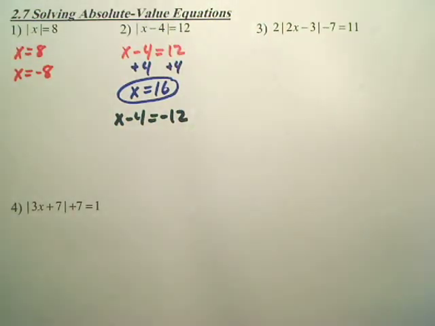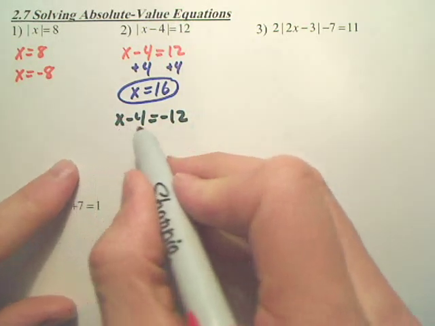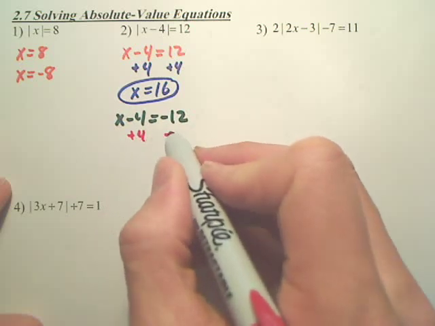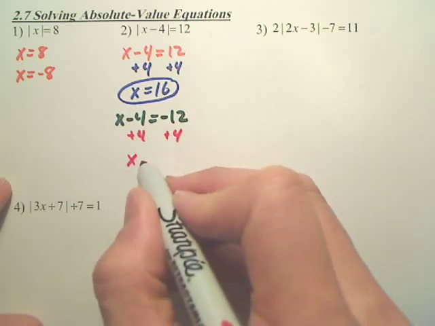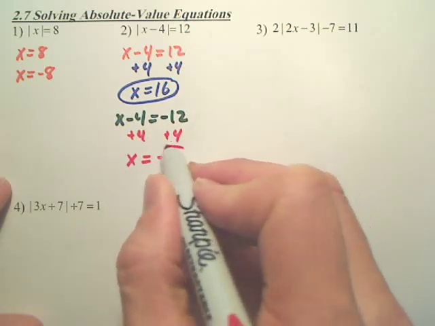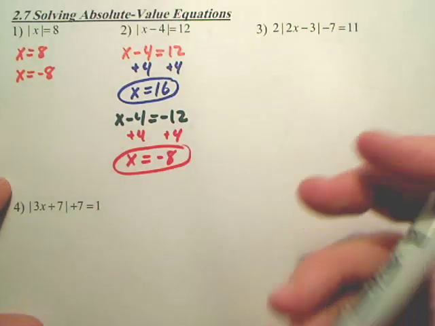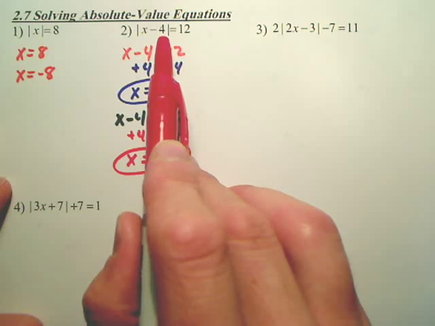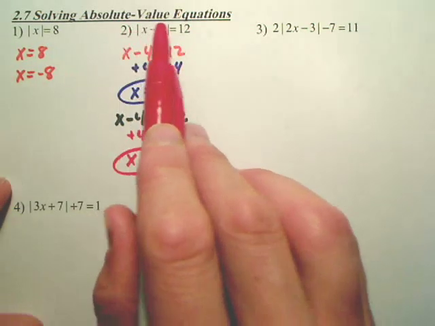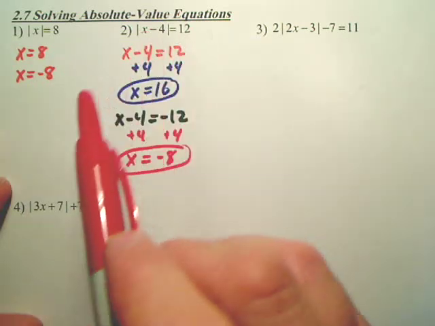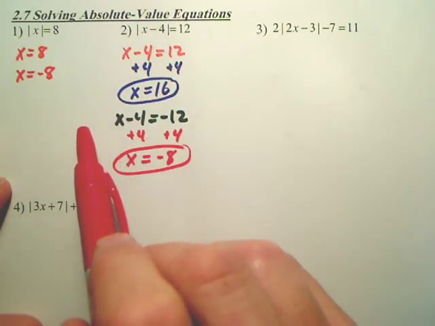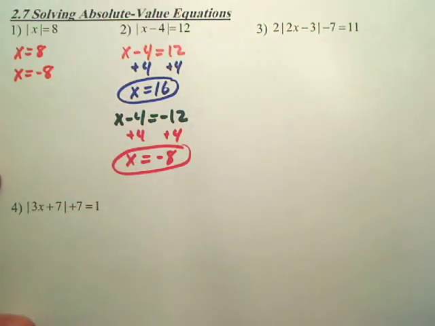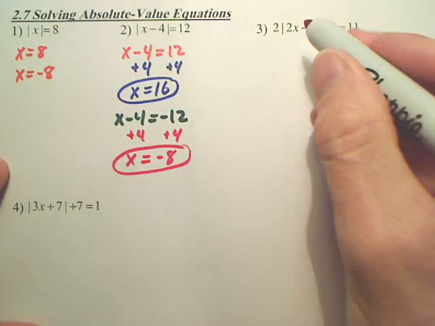Let me show you. If I solve this, x minus 4 equals negative 12 for x, I get x equals negative 8. Look at this. What's negative 8 minus 4? Negative 12. Won't the absolute value make that negative 12 a positive 12, making it a true statement? Absolute values make answers positive. Let's show you another one.